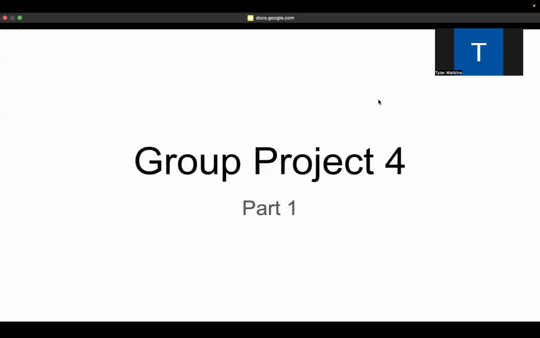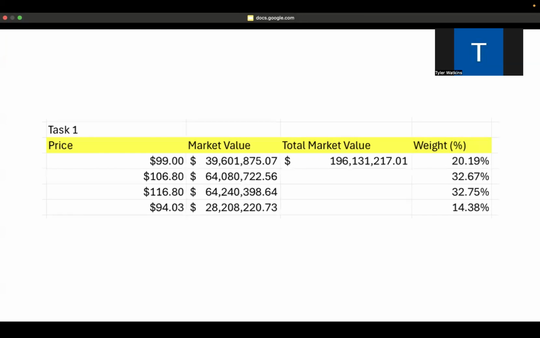This is group project 4, part 1. So for task 1, we calculated the price of each bond, which is right here. Then we calculated the market value for each bond, then the total market value, and the percentage weight that each bond takes up.